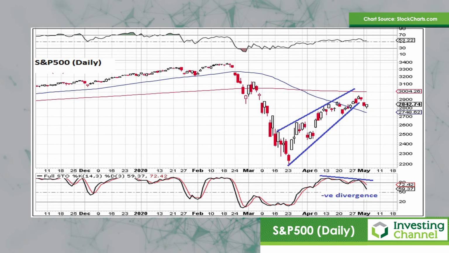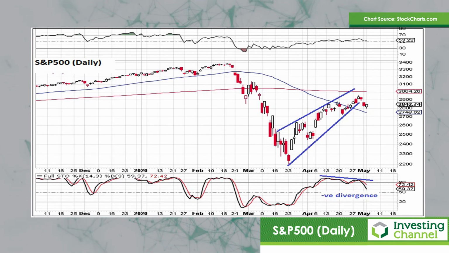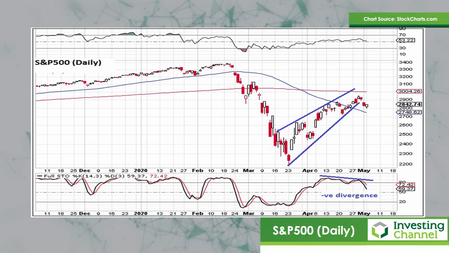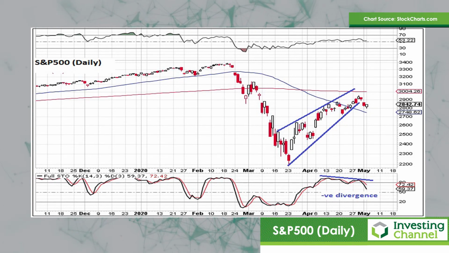Also evident here on the daily chart is the negative divergence that you can see on the stochastic oscillator. That is an indication that the upward momentum has been losing steam over the last couple of days, and it does very often preempt a bit of a pullback.